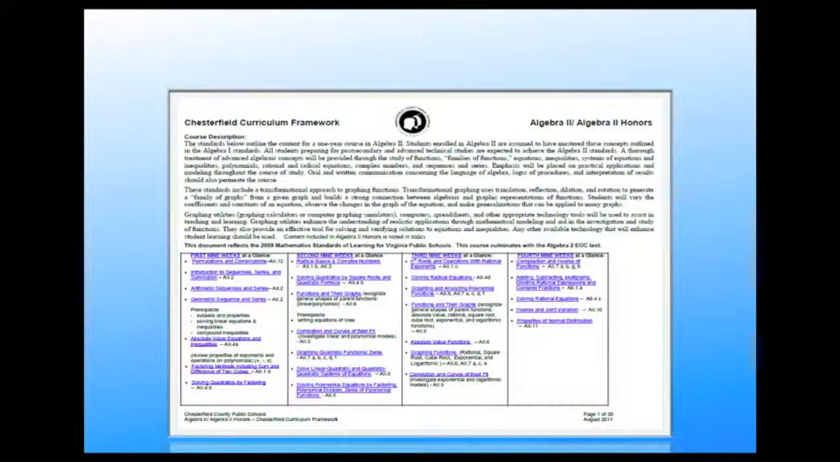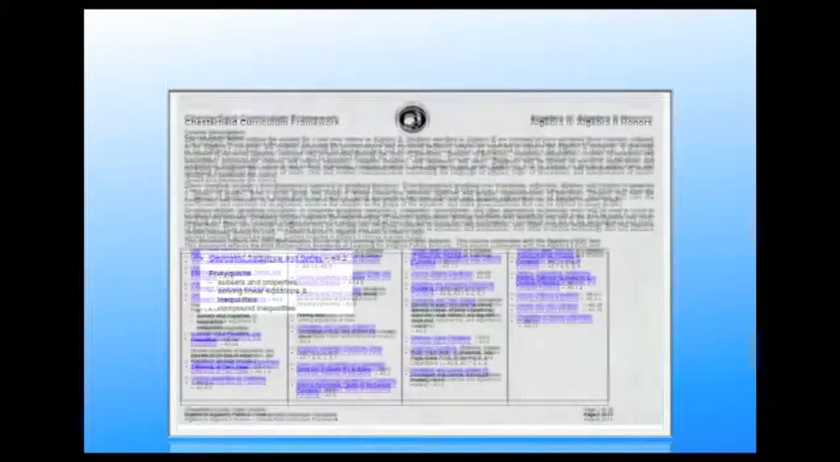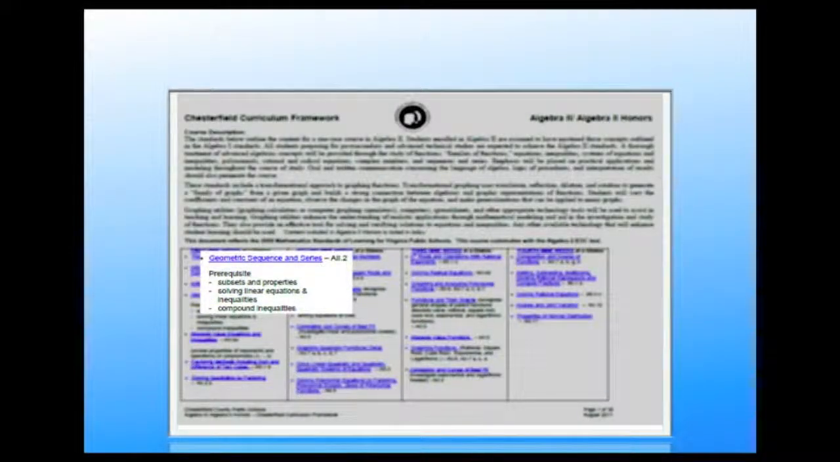There is no more old and new standards. We are fully governed by the 2009 standards for Algebra 2. If it is in the framework, we are expected to teach it. Prerequisite content should be embedded in your instruction as warm-ups, leading questions, etc., not as standalone units or entire lessons.